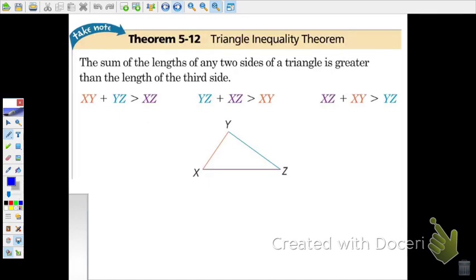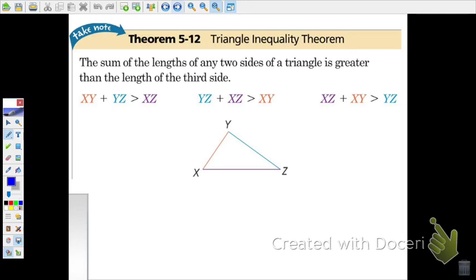The theorem that we're going to be applying today, okay, this isn't in your notes, but we're going to see how we can apply it, is the triangle inequality theorem, which says that the sum of the lengths of any two sides of a triangle is greater than the length of the third side. To be able to take three sides and make it into a triangle, that has to be true. The sum of any two sides, so those two added together, has to be greater than the third.